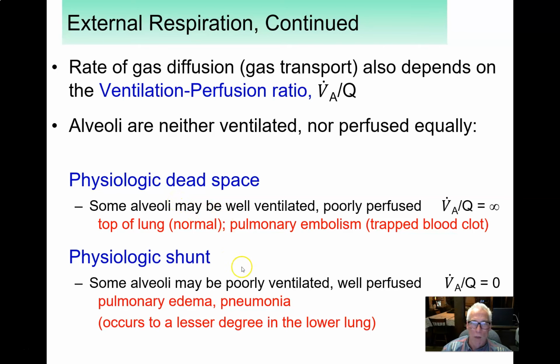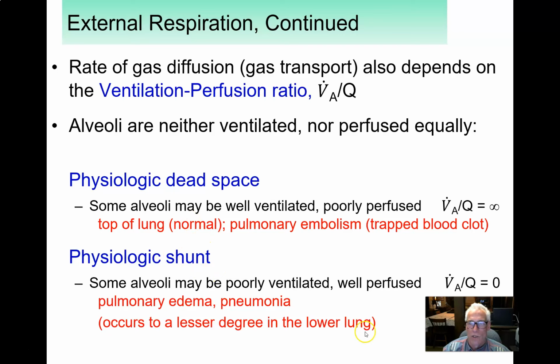Physiological shunt is the opposite. What if you have an area in your lung that's relatively poorly ventilated, not getting much fresh air, but very well perfused? Blood is coming through, but it's not getting any oxygen. That's called shunt. It's bypassing. Whenever you see the word shunt, we're talking about blood that's bypassing something. In this case, it's bypassing the alveoli. It's not getting any oxygen.